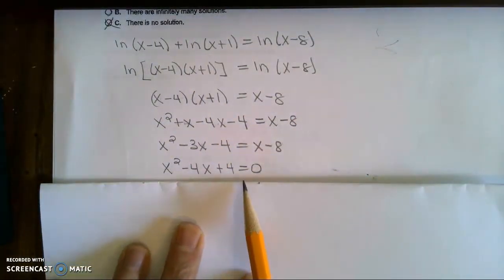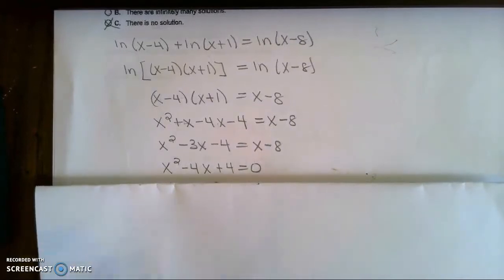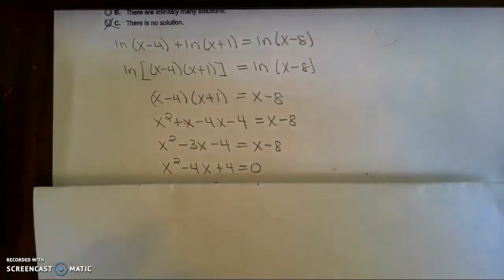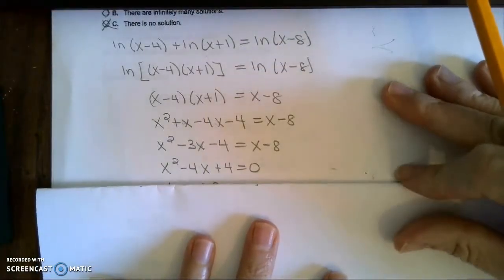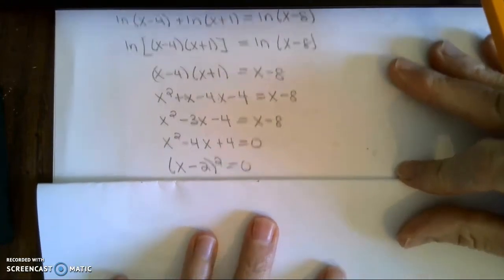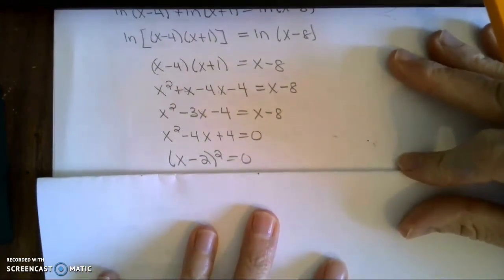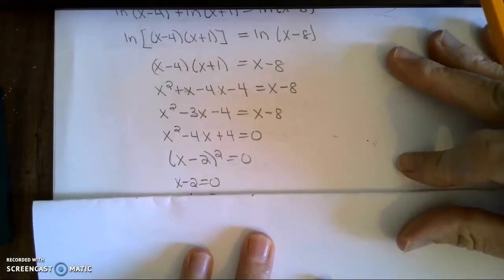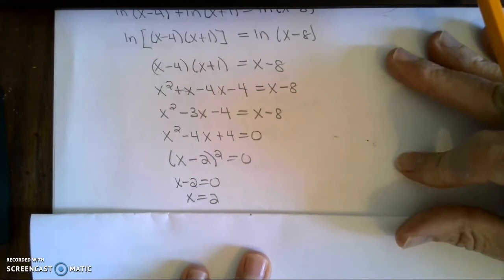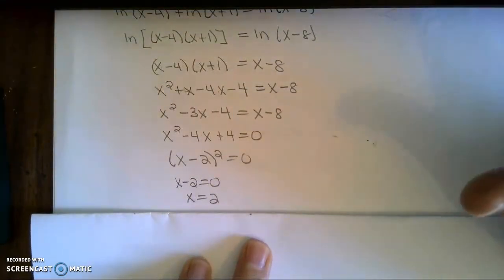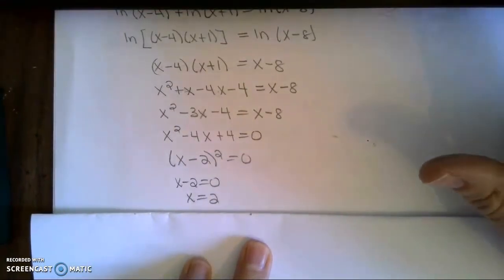Now I have a second-degree equation I want to solve either using the quadratic formula, or it does factor nicely, so I'm going to go ahead and factor it. It's a perfect square trinomial. And then I want to set that factor to 0, and I get the answer of 2. Okay, so that's the answer. However, we want to always make sure it works the domain.